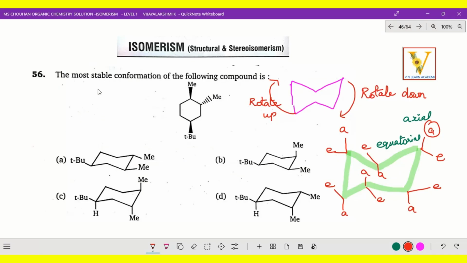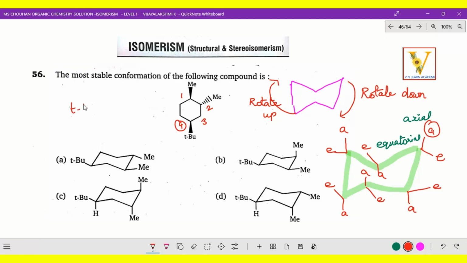Come on, let us discuss another question. The most stable conformation of the following compound: cyclohexane, which is attached with a methyl group above the plane, a second methyl group below the plane, and the third one, T-butyl. The positions are one, two, 3 and 4. So at the fourth position, the T-butyl group is attached. Usually which is more stable? That is what they are asking.